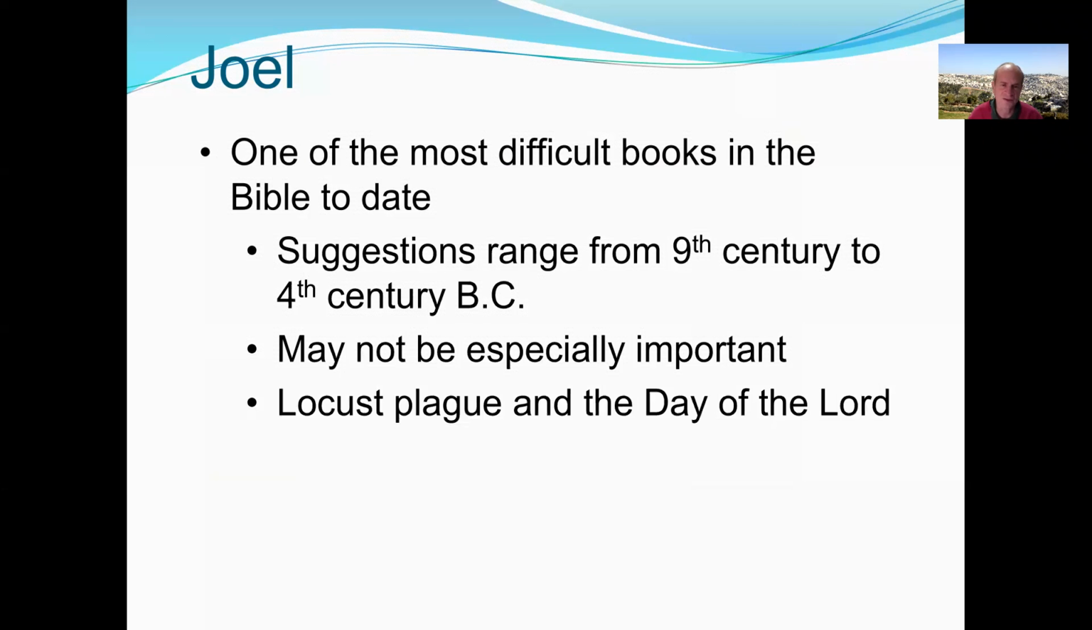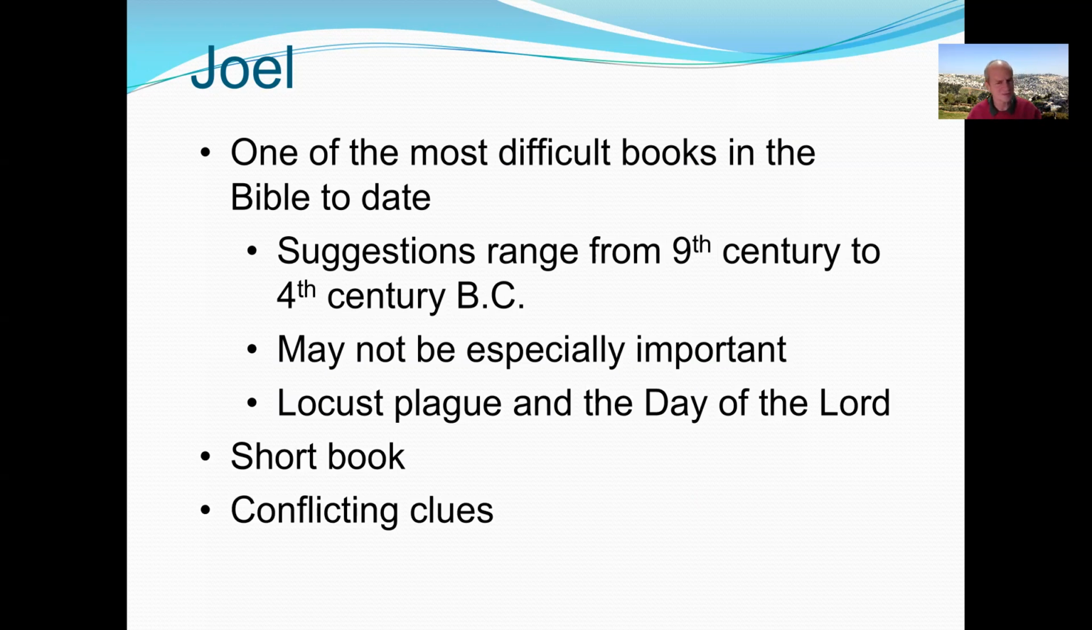The context of Joel is he's describing a locust plague that was very severe, and there's an analogy between that and the day of the Lord. The book of Joel is a short book, and that's one of the reasons it's difficult to date. There's just not a whole lot in there that can be used as a clue. And the clues which we do have are a little bit conflicting. So it makes it hard. So I like to treat it as a puzzle.